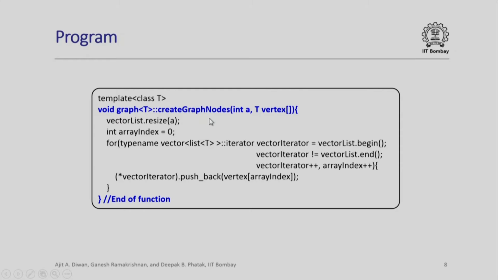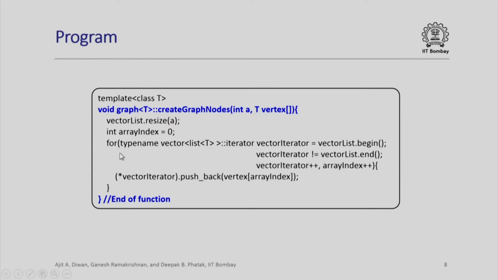Create graph nodes function. Vector list dot resize A will actually initialize things. Remember that when the A is given as a parameter, we know the exact number of nodes. This resize will ensure that the list is sized appropriately for the total number of nodes which are given as an input parameter. Now, we have to iterate, and in each iteration we have to insert one node which is given by this vertex array.